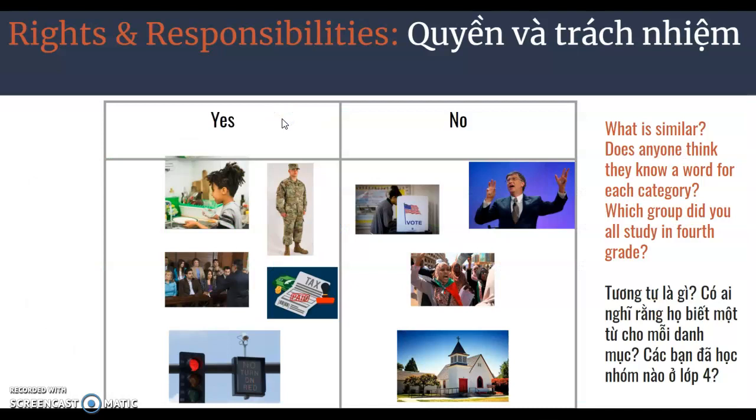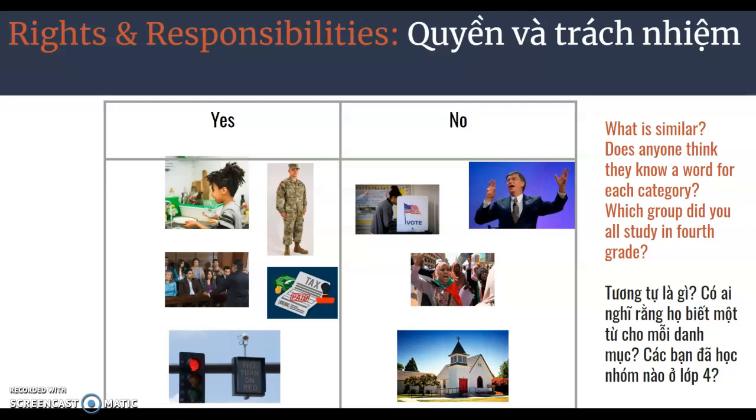So I have created a comparison chart with all of the yeses and all of the nos. I want you to look at all of the yeses and say to yourself, what is similar? What is the same about all of the yeses? Is there one word that we can use that would describe all of those pictures?